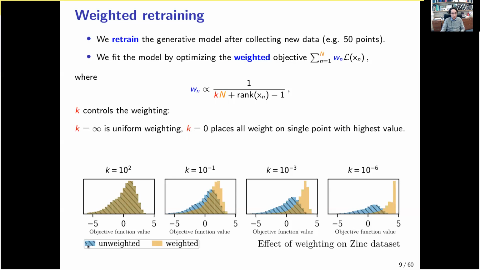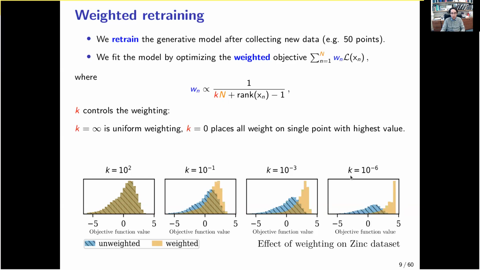The training data is shown in blue. This is the unweighted training data. When k is large, like 100 in this case, the weighted data is very close to the original unweighted data. And as we reduce the value of k and we get closer to 0, those data points with better objective values receive higher weights. And we see that the histogram of the data is now skewed towards those data points with improved objective values.